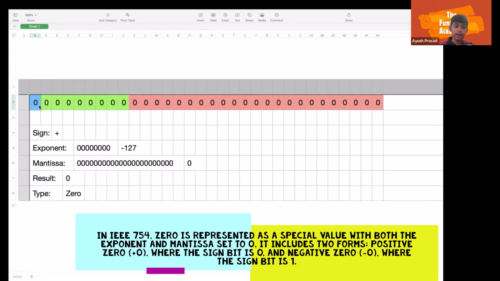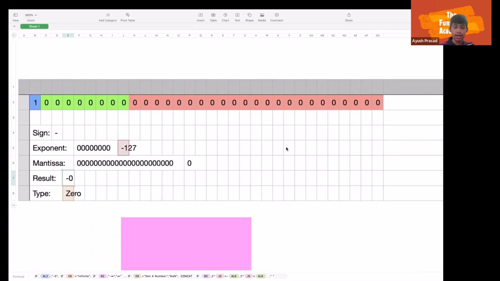Negative 0. If we change the sign bit here from 0 to 1, you can see our sign is now minus, and we have result negative 0, different from 0. I actually had to write a whole entire special case in the spreadsheet in order to get negative 0 to work. And you might think, what's the point of negative 0? Isn't that just the same as positive 0?